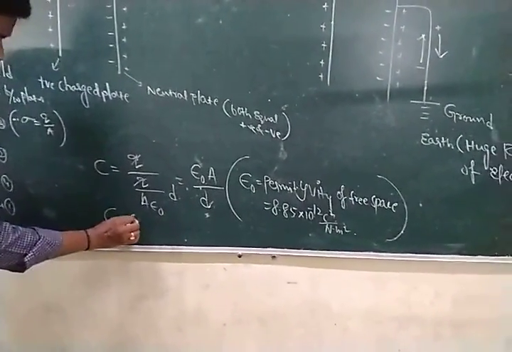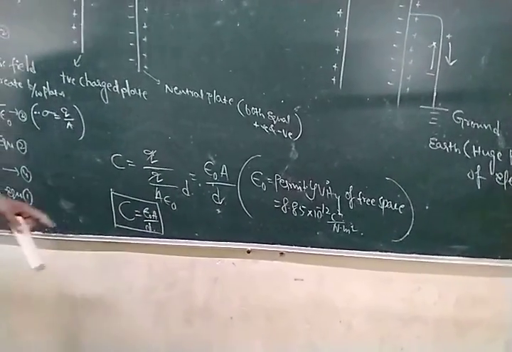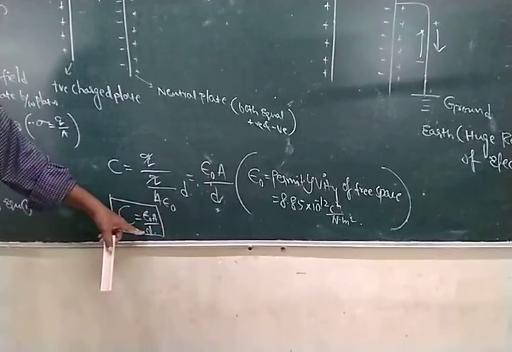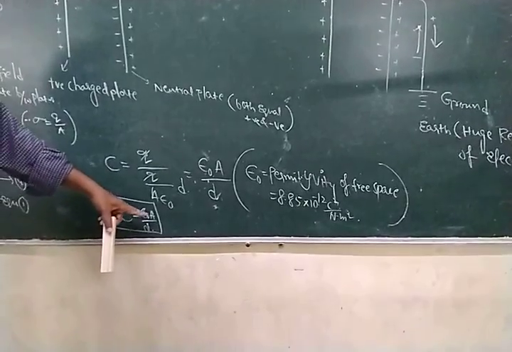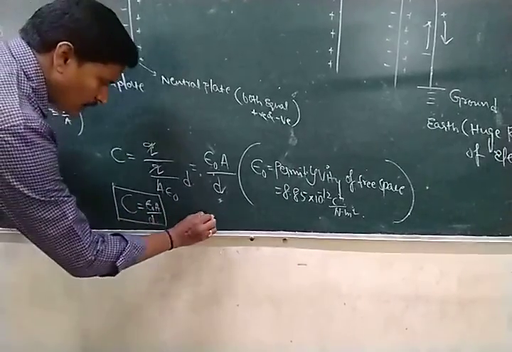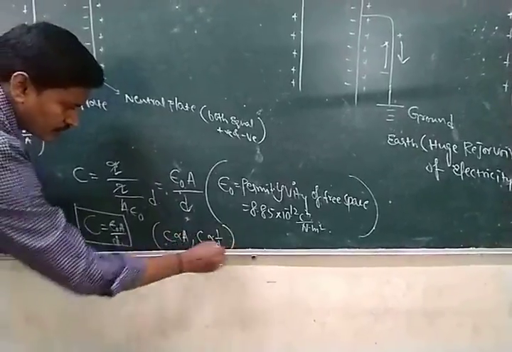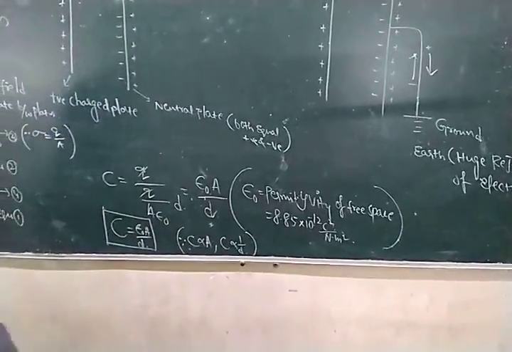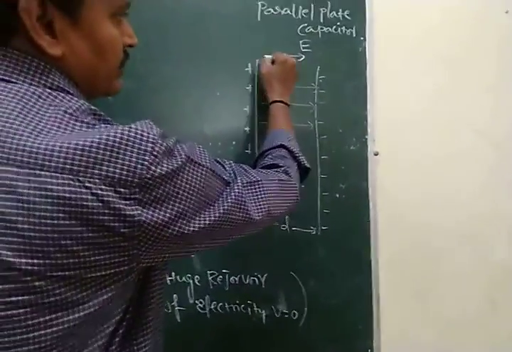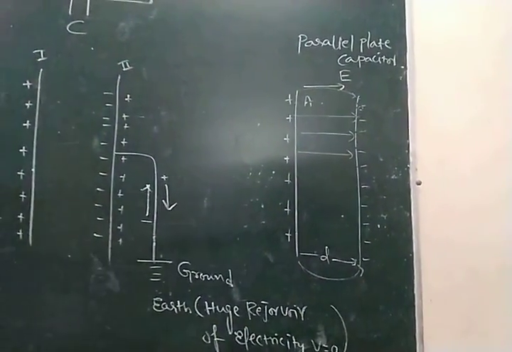This is the capacitor capacity formula: C is equal to epsilon naught A divided by d. Capacitor capacity depends upon the area of cross section of the plate and also upon the distance between the plates. So capacitor capacity is proportional to the area and inversely proportional to the distance between the plates. Between the plates the field is uniform, but at the edges the electric field also spreads out. This is called fringing.